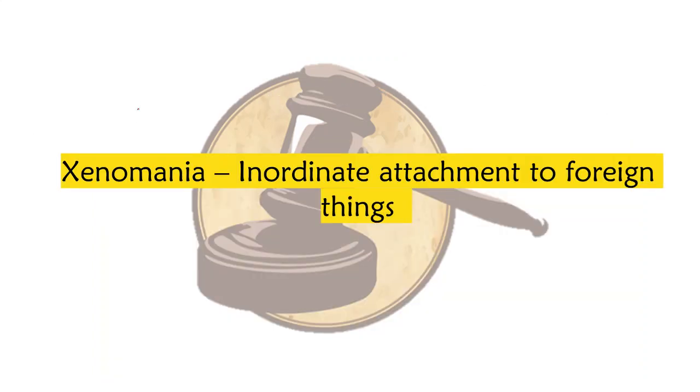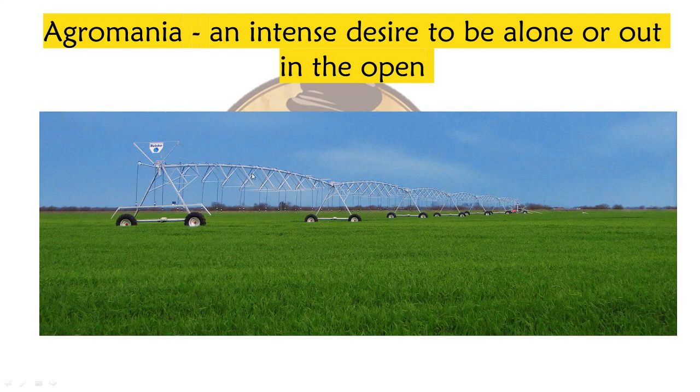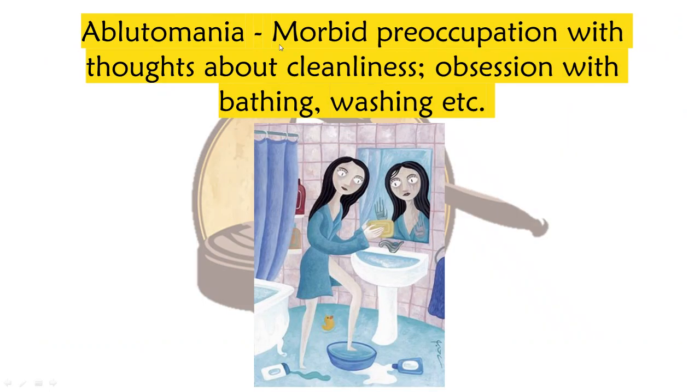First one is xenomania. Now we had covered xenophobia, right? So xeno means something foreign. So xenomania means inordinate attachment to foreign things. Okay, inordinate attachment to foreign things, and xenophobia was a fear of foreign things, foreign culture, foreign language, whatever, right? Moving on, agromania is an intense desire to be alone or out in the open, right? Moving on, ablutomania, a morbid preoccupation with thoughts about cleanliness, obsession with bathing, washing, etc. You are obsessed with keeping yourselves clean, your surroundings clean, and this is called ablutomania.